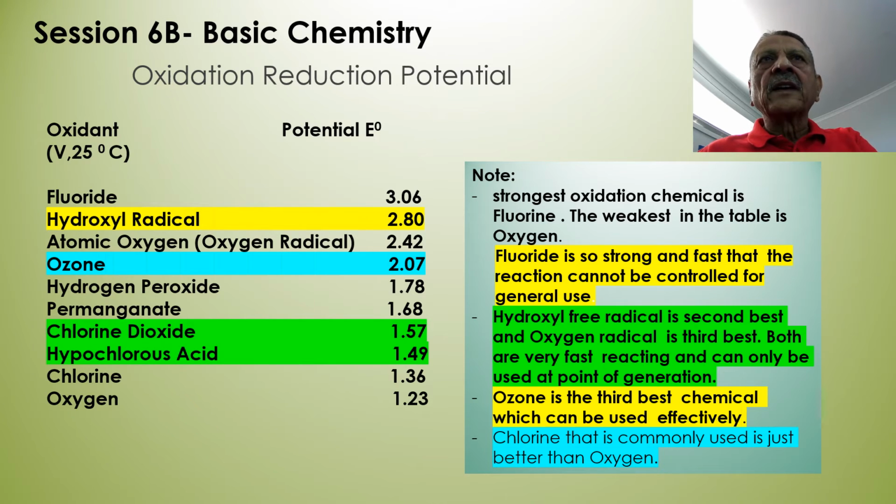So we have a table of some of the best oxidants, and from there we can find out the oxidation potential of each of those oxidants. You'll note that fluorine is on the top of the table, which has a potential of 3.06 volts, followed by hydroxyl radical 2.80. Then atomic oxygen, which is the oxygen radical, 2.42. Ozone comes next at 2.07. Hydrogen peroxide 1.78. Permanganate 1.68. If you notice, chlorine dioxide comes only at 1.57, and the one commonly used in our pools is hypochlorous acid, which is 1.49. Chlorine on its own has only 1.36, and oxygen, finally the last of the oxidants, is only 1.23.